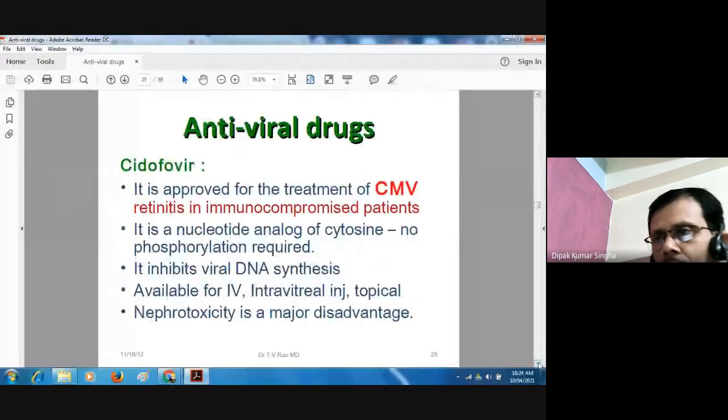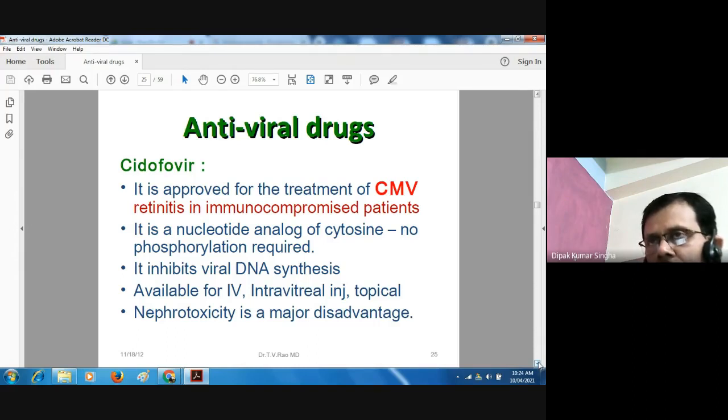Antiviral drug cidofovir is approved for the treatment of CMV retinitis in immunocompromised patients, basically for the same type of action, and it is a nucleotide analog of cytosine. Other drugs are analogs of guanosine, but this is an analog of cytosine. No phosphorylation is required. It directly inhibits viral DNA synthesis.